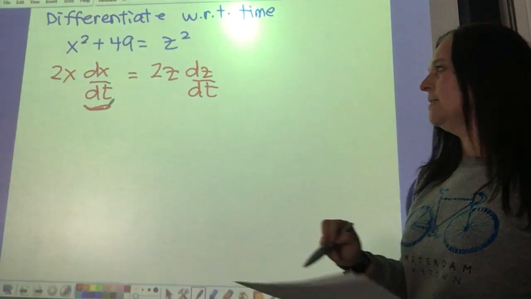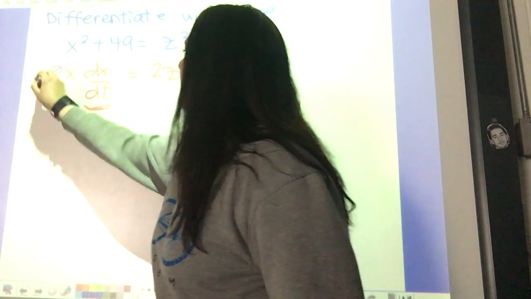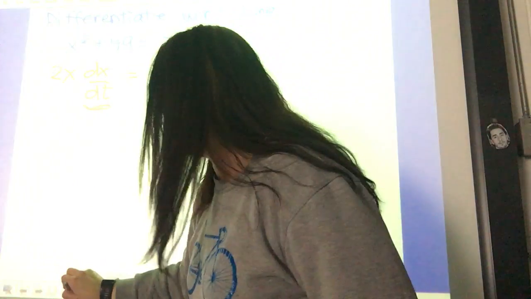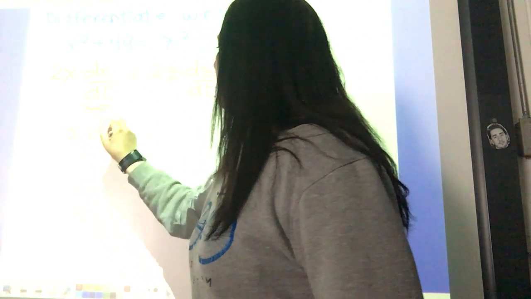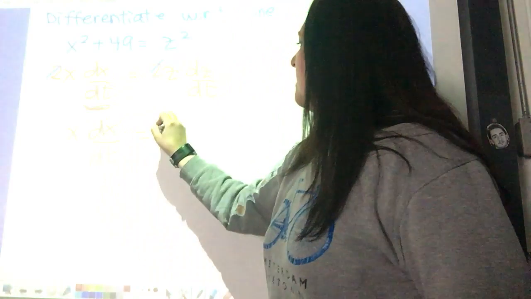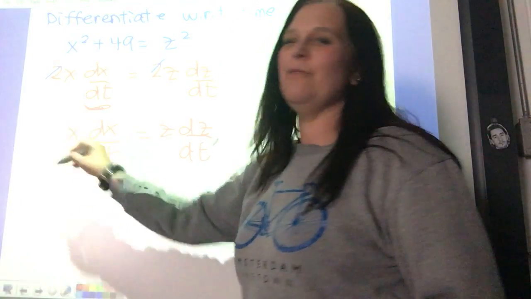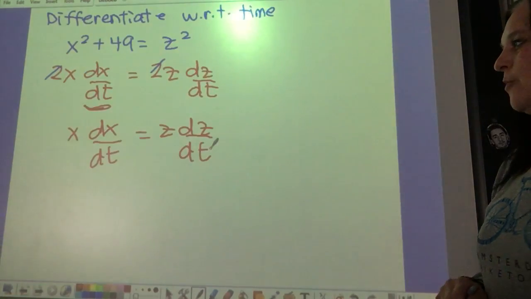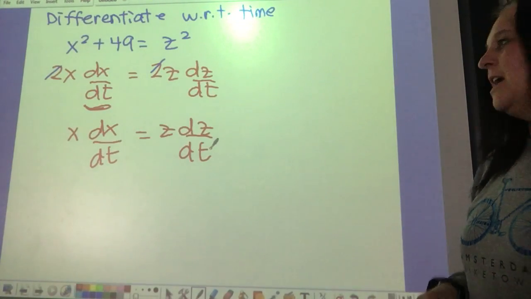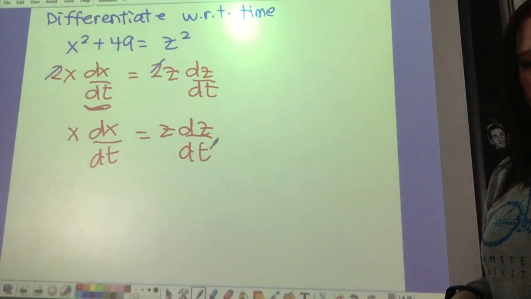That's the question we're solving for. But before we solve, we can clean this up a little bit, right? We can divide both sides by 2. So our equation now is x dx over dt equals z dz over dt. We have four variables, but we actually know three of those four numbers. We can substitute, and then solve.